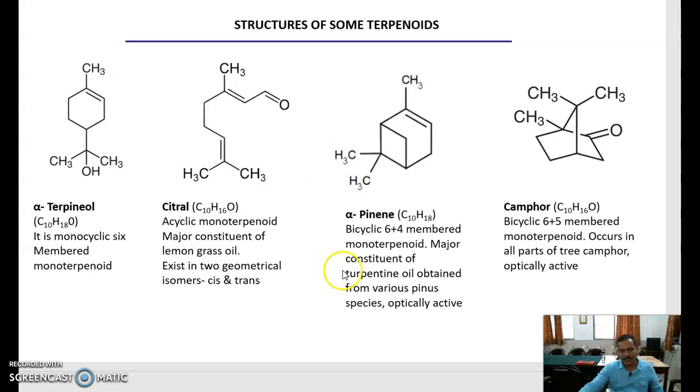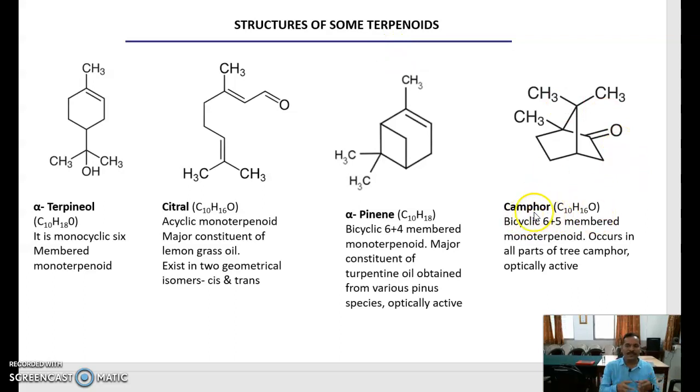This third example is alpha pinene. Its molecular formula is C10H18. It is a bicyclic monoterpenoid. One ring is 6-membered, another ring is 4-membered. It is the major constituent of turpentine oil. It is obtained from various pinus species, and the important thing you have to remember here is that it is an optically active compound.